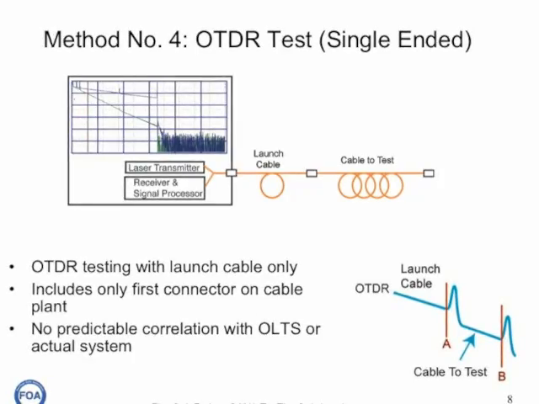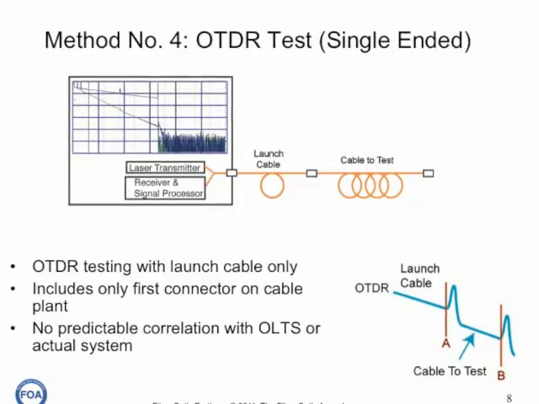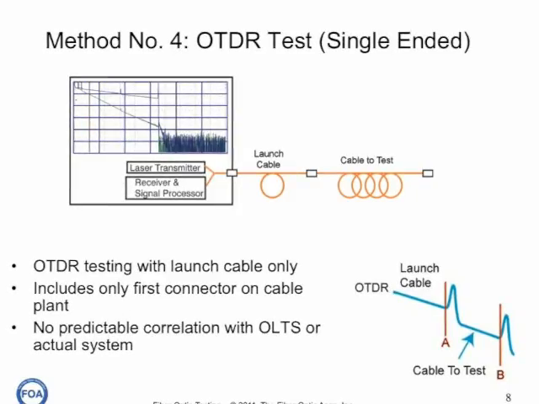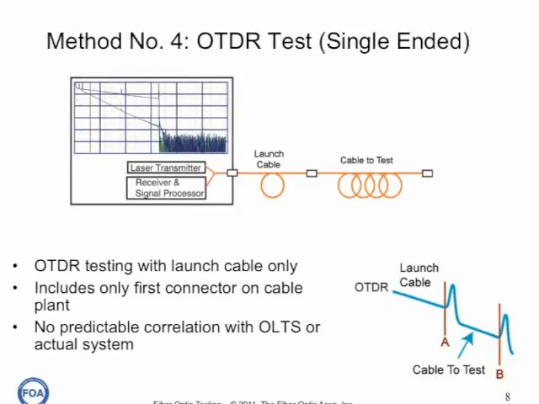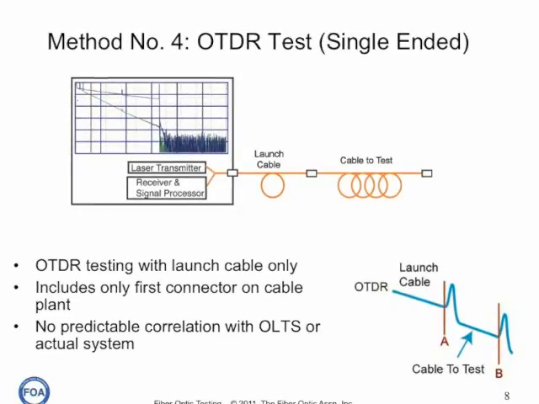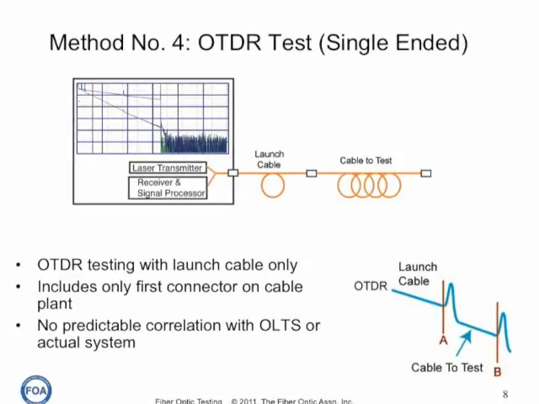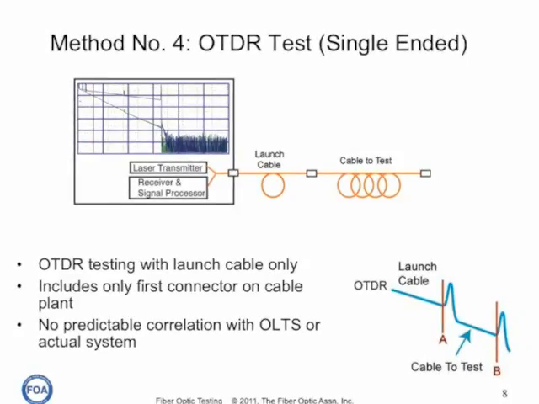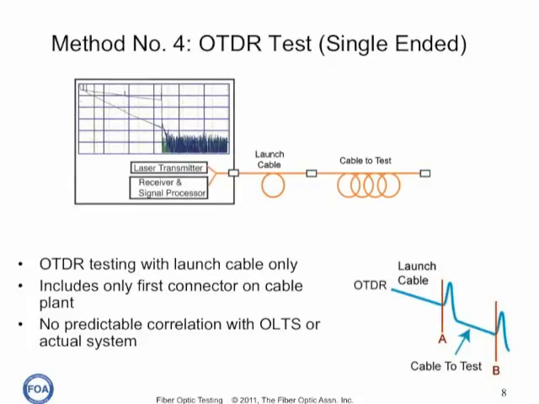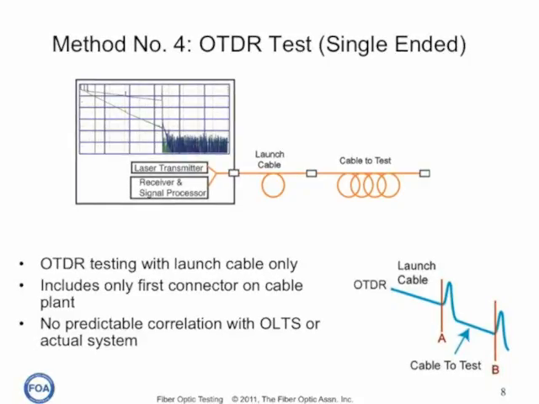The next 2 methods use OTDRs. OTDRs don't test like the system uses the cable plant or like an insertion loss test. They use backscattered light to take a snapshot of the cable plant and calculate what is a projected loss value for the cable.